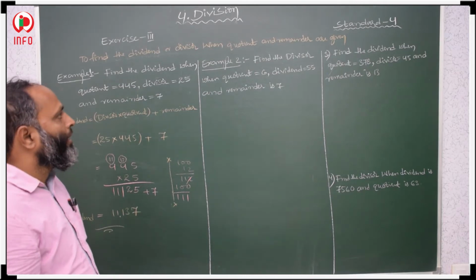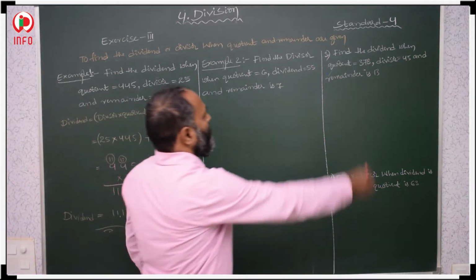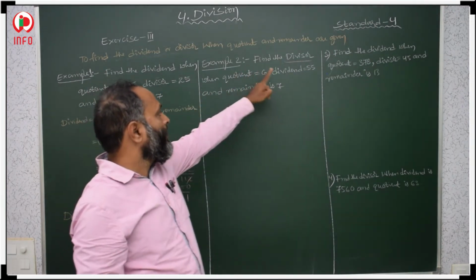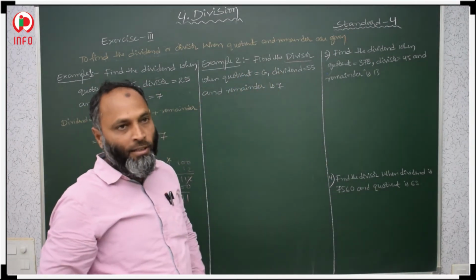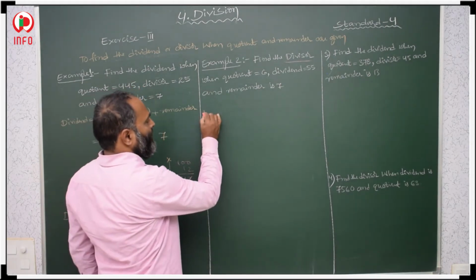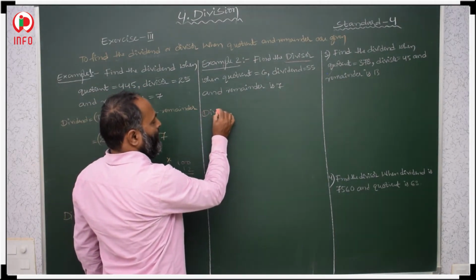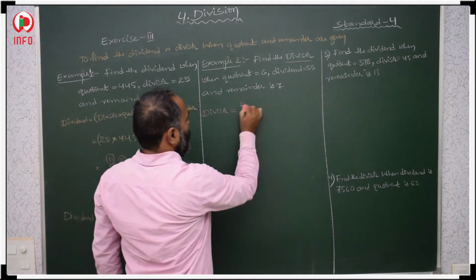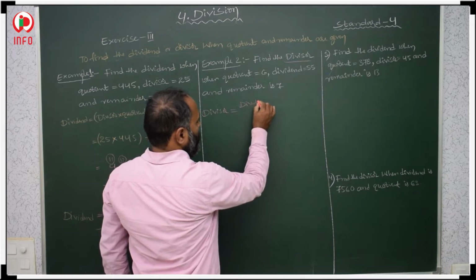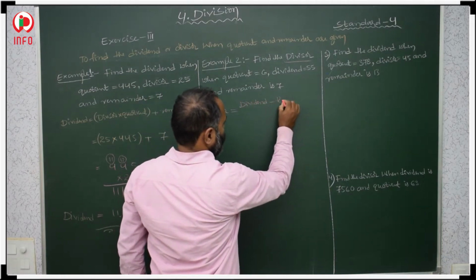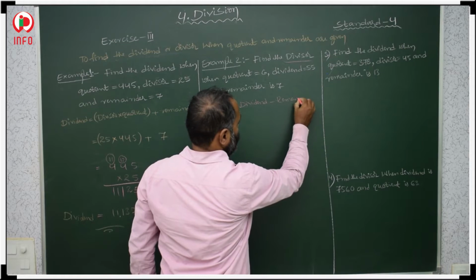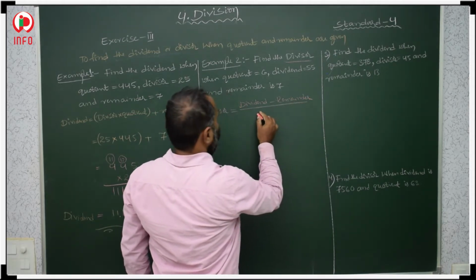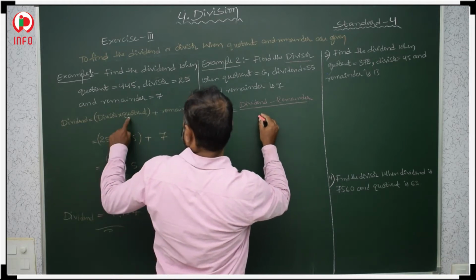Next, here find the divisor. Here we have to find the divisor. So what is given? Quotient is given, dividend is given, and remainder is given. So for finding the divisor, divisor is equal to dividend minus remainder, divided by the quotient.